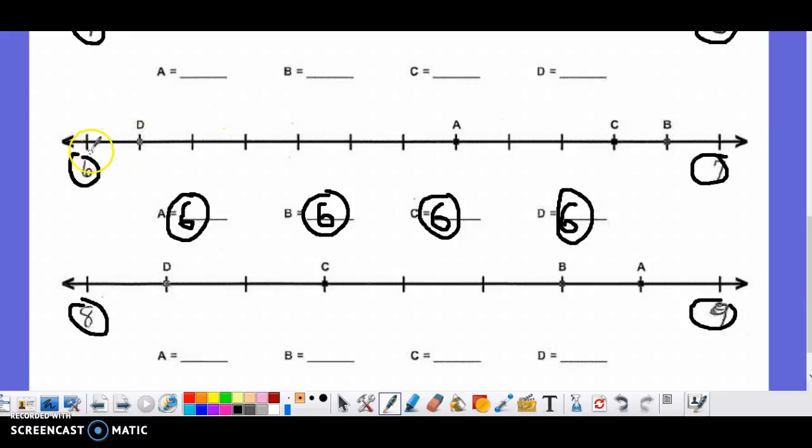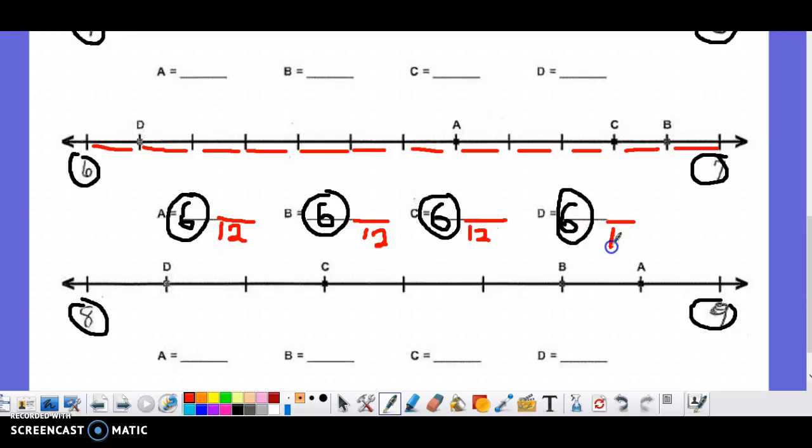Now I count my spaces. Here are my spaces in red. 1 space from the 0 mark to the first stick. 2, 3, 4, 5, 6, 7, 8, 9, 10, 11, and 12. Which means 12 is my denominator not just for A, but 12 is also my denominator for B, 12 is also my denominator for C in this question, and 12 is my denominator for D, because this question refers to this number line where there are 12 spaces.